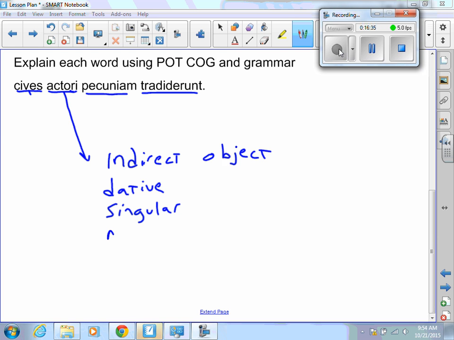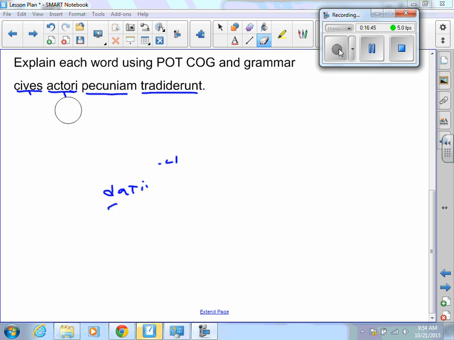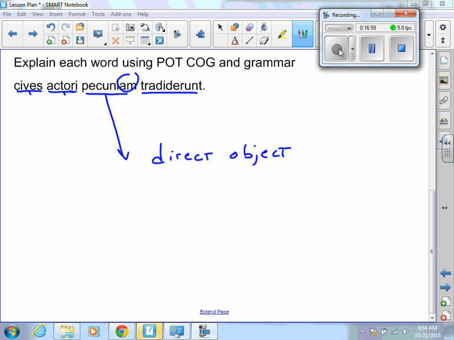For my next word, pecuniam, hopefully I recognize pecuniam as a first declension word. If I recognize it as first declension, then I should be able to say, okay, I got AM in the first declension. That means I have an accusative. That's direct object. Accusative. The number is singular. And the gender is feminine.